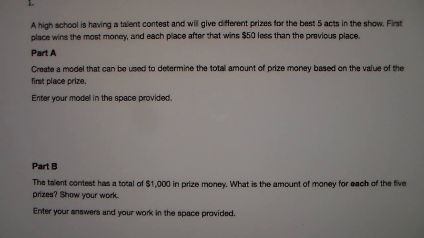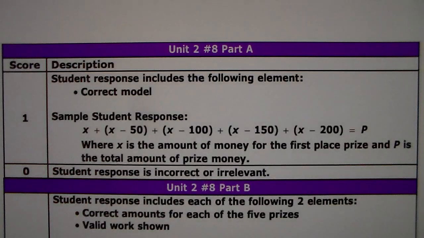So in other words, they're just asking you to write an equation. In part B, as you see below, the talent contest has a total of $1,000 in prize money. What is the amount of money for each of the five prizes? And you're going to show your work. So you're going to use that equation that you created above, and you're going to find out the prize money for each place.